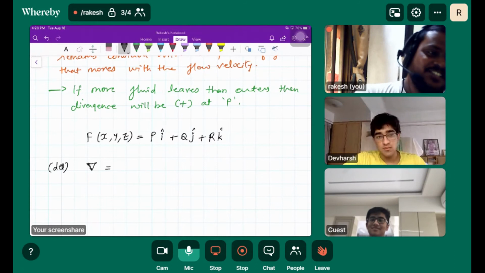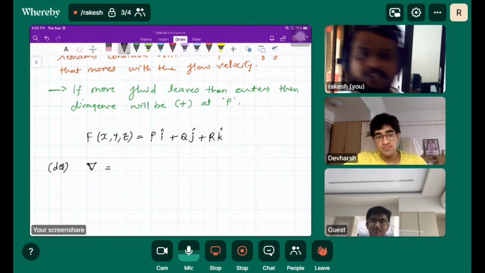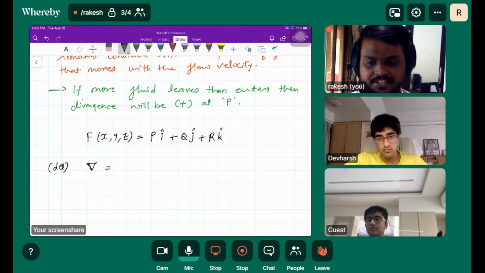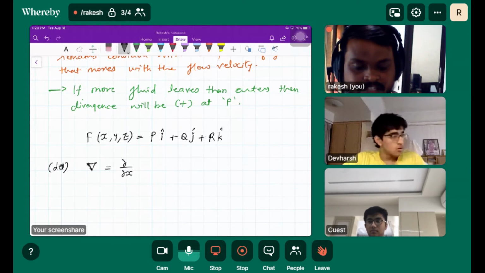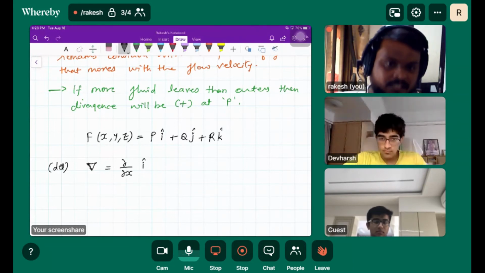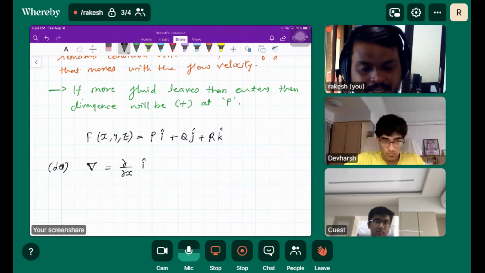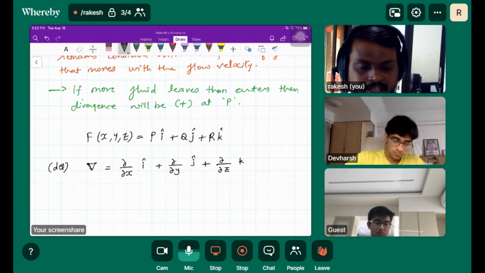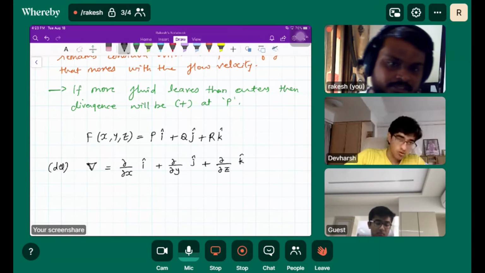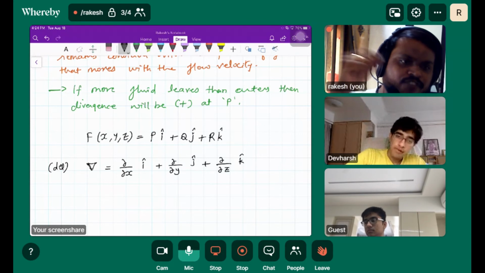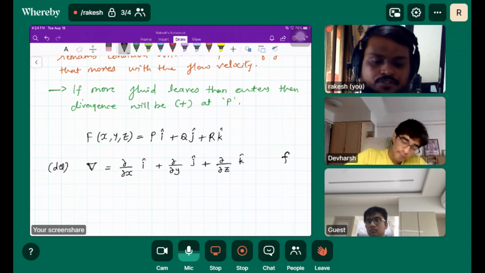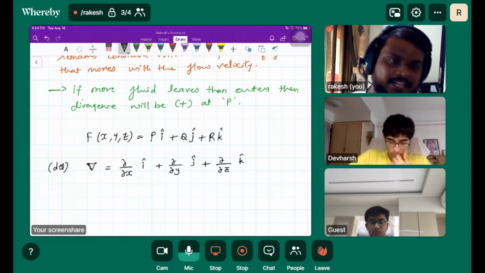So this is just a del operator, right? If I put a small f after this, that would become the gradient, right? You know about that. So this is the operator whose components are the partial derivatives: del upon del x i cap plus del upon del y j cap plus del upon del z k cap, right? Called the del operator. If you find the partial derivatives of a function f, then that would give you the gradient.